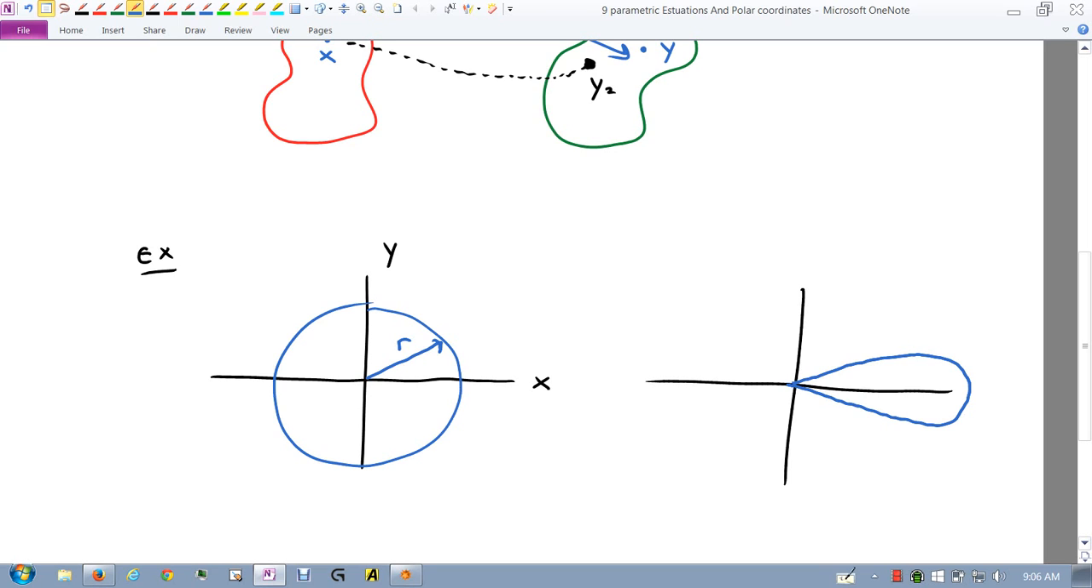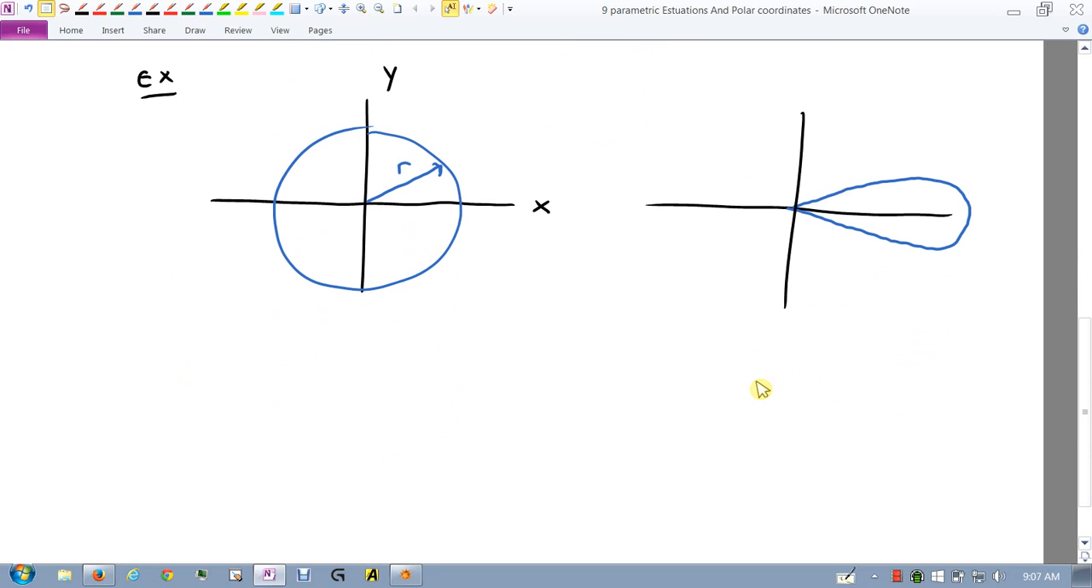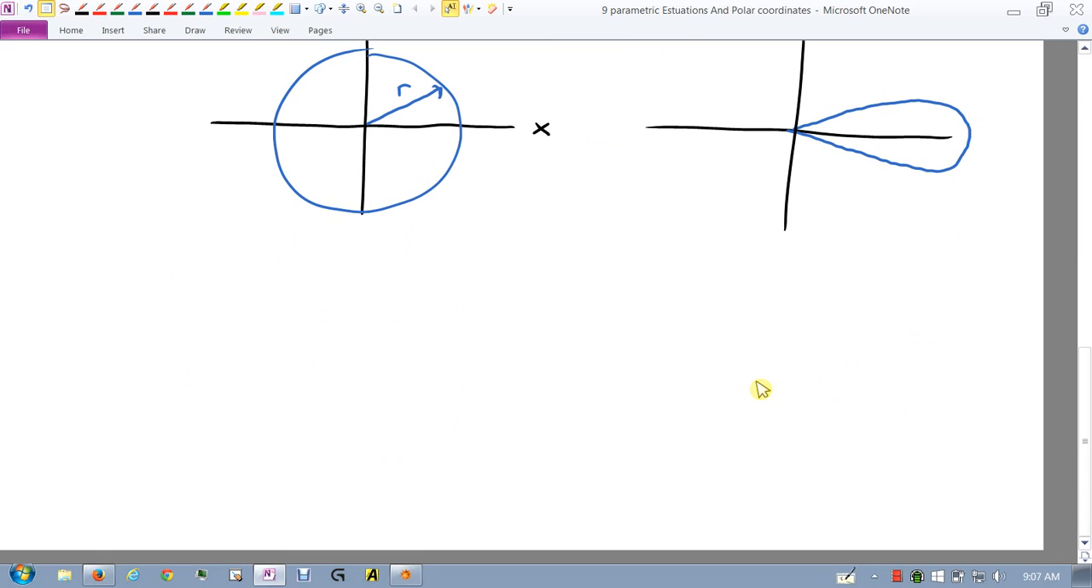And that's where parametric equations come in. What we do is to draw a circle. We'll stick with the circle just because it'll be the easiest to work with.